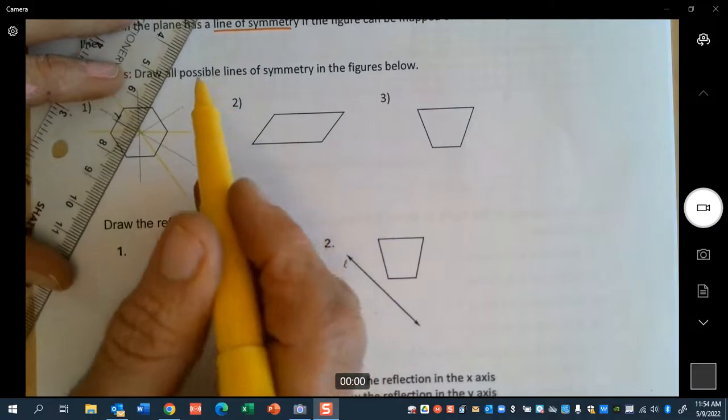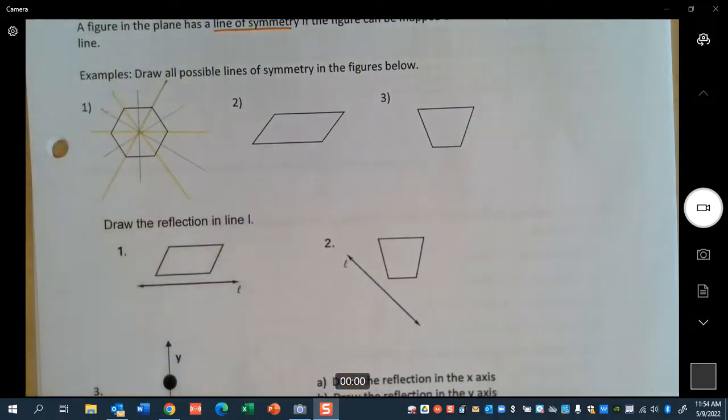So how cool is that? The hexagon has 6 lines of symmetry, whether I'm folding it on the vertex or on the side. That's kind of cool, right?